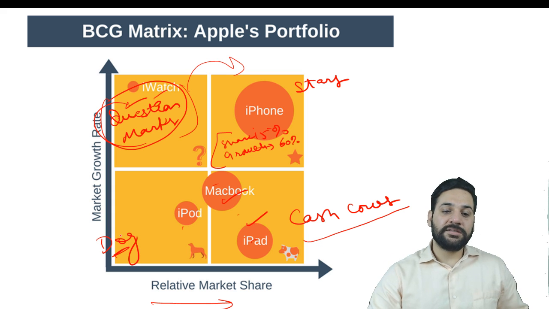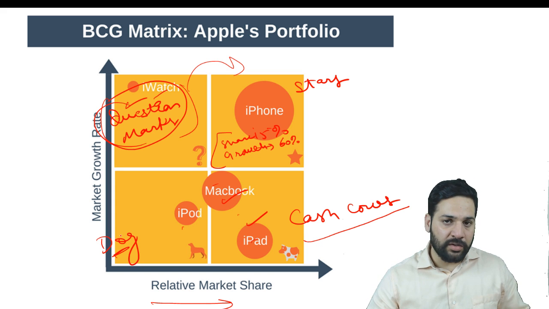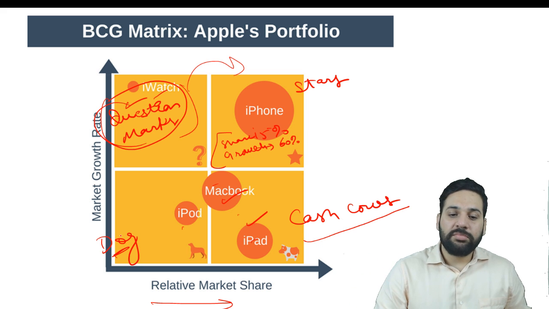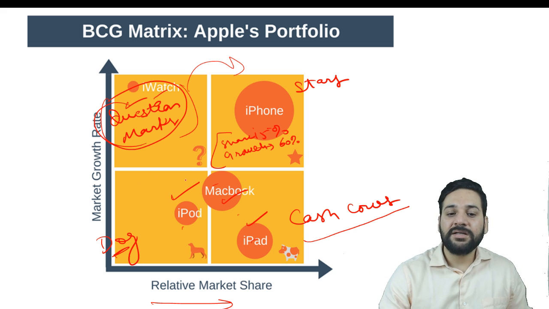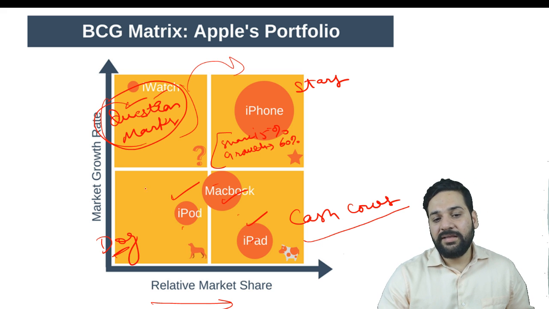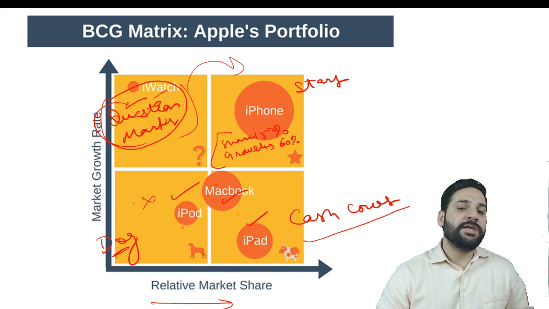Dogs are the kinds of product in which there is no market growth, and the market share is even low, right? So iPod is a kind of product. Yes, iPod is a kind of product in which the market share is low and the growth rate is low. So these kinds of products should be eliminated.